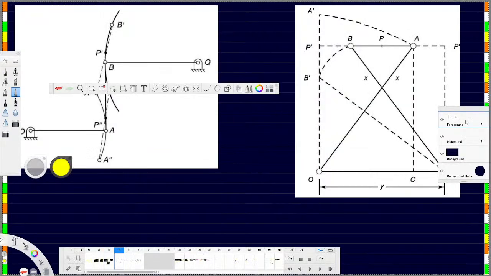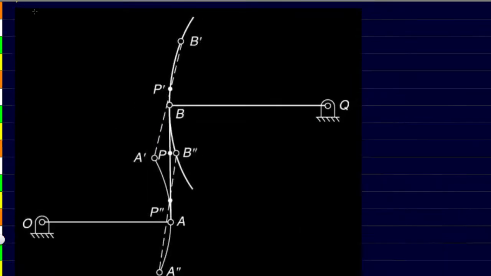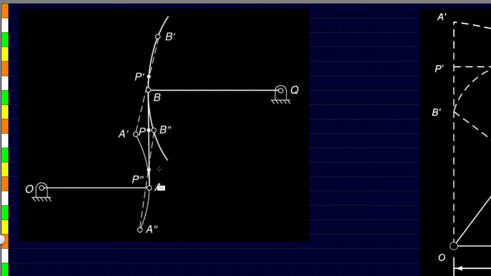Let's move on. Ready? So now, what is this mechanism? This is a Watts mechanism. How many links are there here? One is O to A, then A to this point, then from B to this point. Okay. So how many links are there?